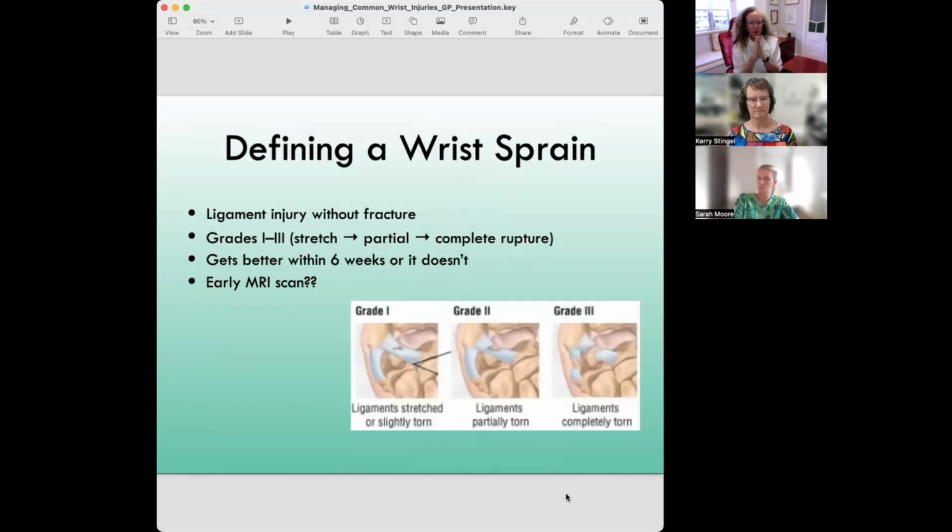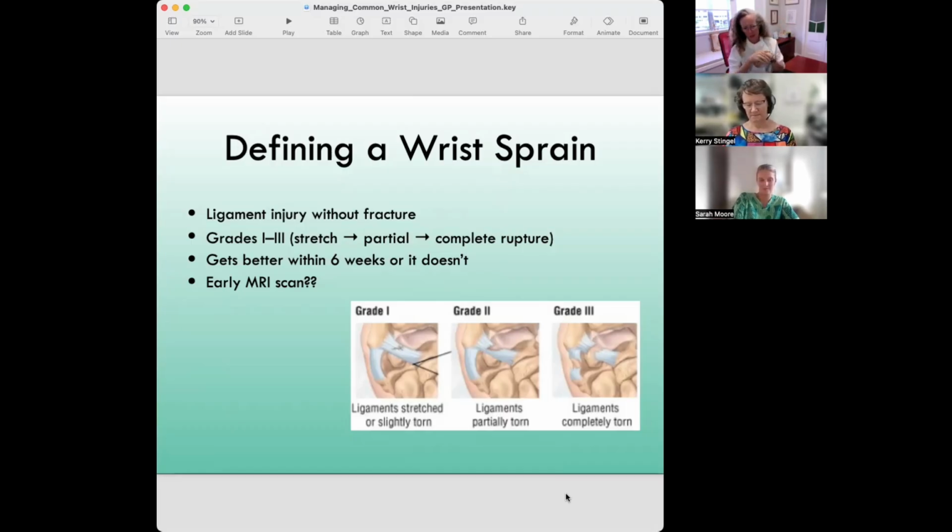So the first thing I wanted to talk about is what is a wrist sprain? Grade 1, 2, 3 is stretched, a little bit torn, completely torn. But I think basically the trick with a wrist sprain is it either gets better in 6 weeks or it doesn't. The patient falls over and hits their wrist and they're like, "Woo, that's a bit sore. I think I'm okay." And then sometimes they fall over, they hit their wrist and they're like, "Whoa, that one's broken. I think I'll go and get an x-ray." And they get an x-ray and it's all normal.